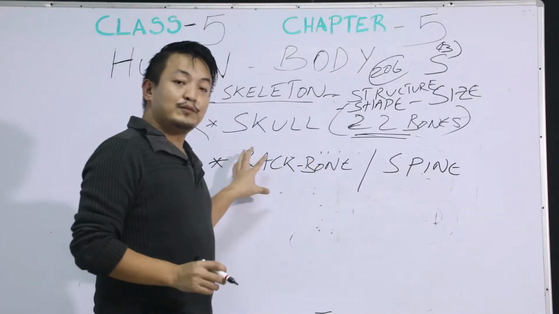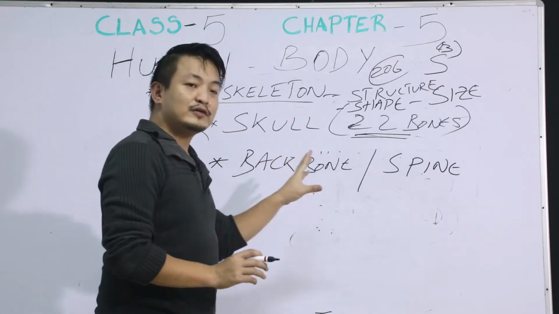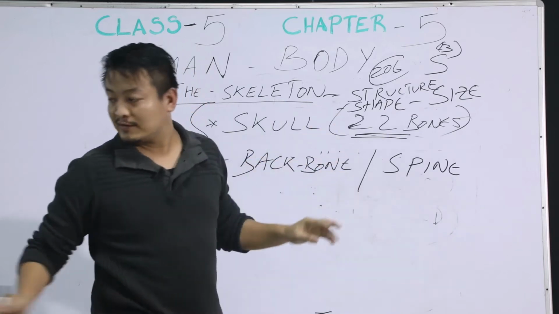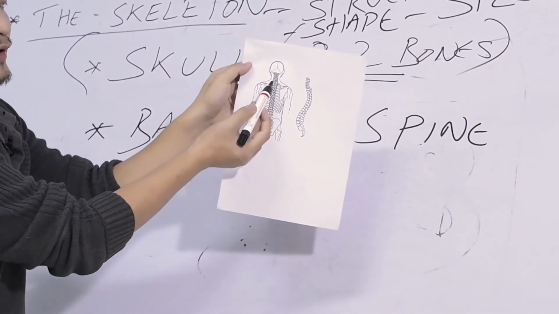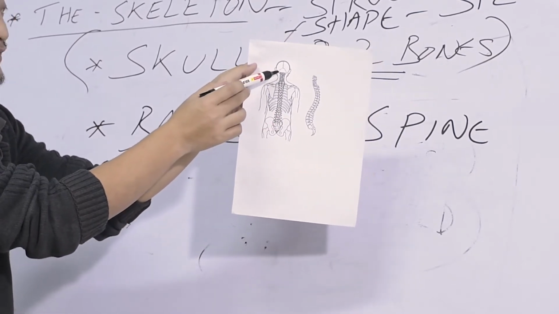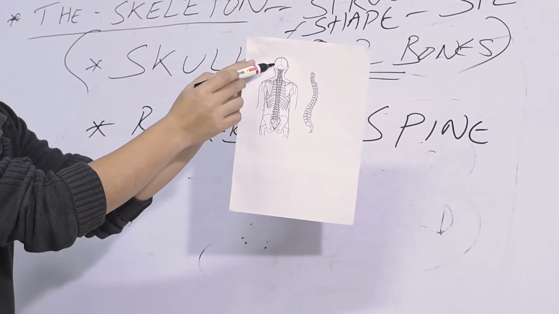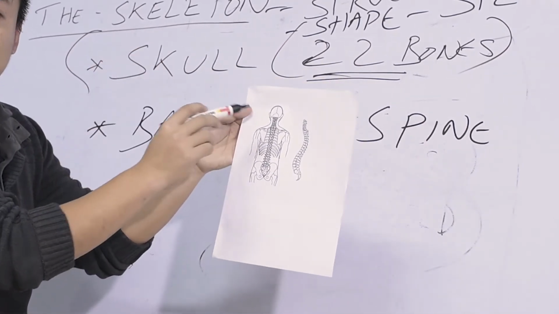Now this backbone is attached to the skull, okay. Our backbone is attached to the skull. Like I've shown you here, you see, this is our backbone, and then this is the spine, and then it's attached to the human brain, right? The skull here. Our backbone is attached to the skull.